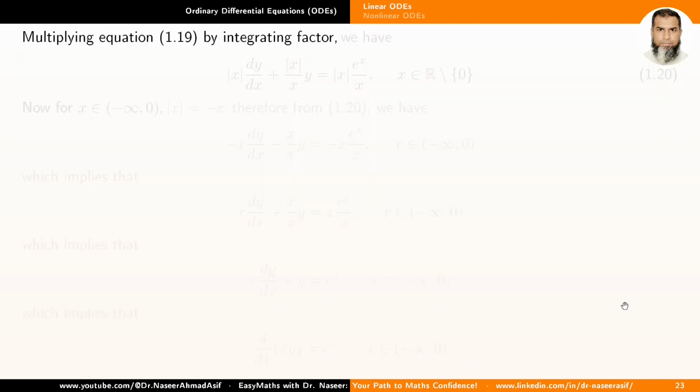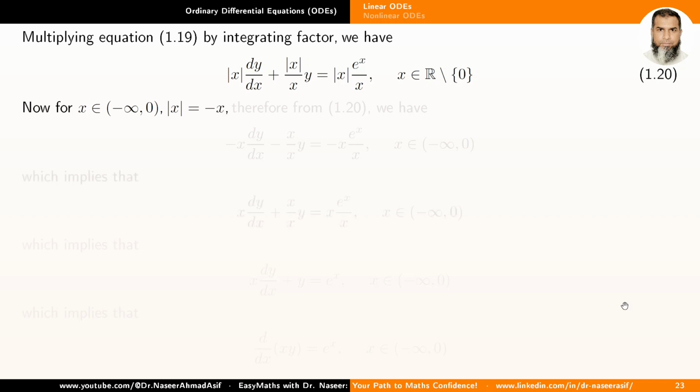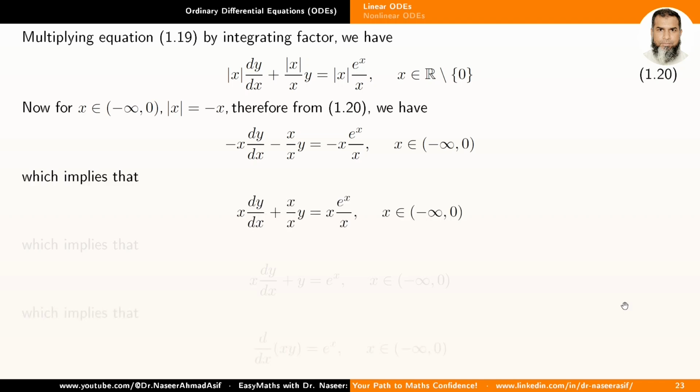Multiplying equation 1.19 by the integrating factor, we have absolute x dy/dx plus absolute x over x into y equals absolute x exponential x over x, where x belongs to R other than 0. Now for x belonging to the open interval minus infinity to 0, absolute x equals minus x. Therefore, from equation 1.20 we have minus x dy/dx minus x over x into y equals minus x exponential x over x, where x belongs to the open interval minus infinity to 0. So x dy/dx plus x over x into y equals x exponential x over x, where x belongs to the open interval minus infinity to 0.